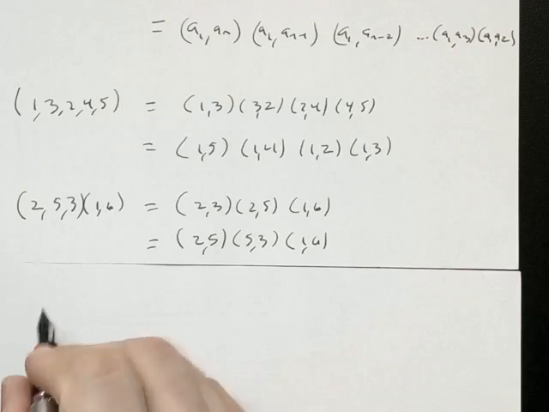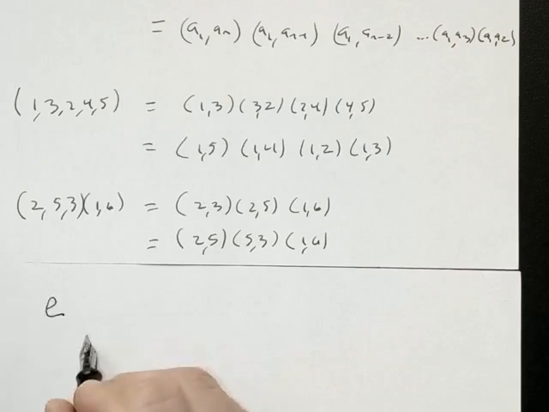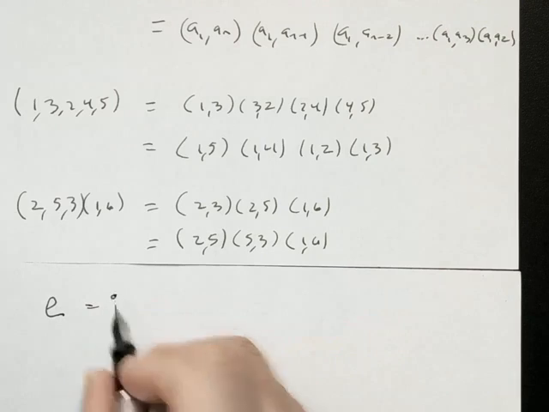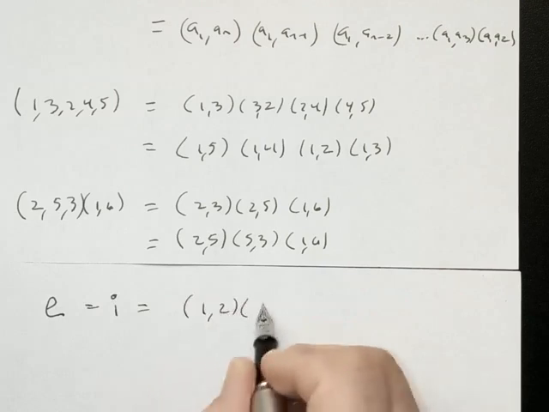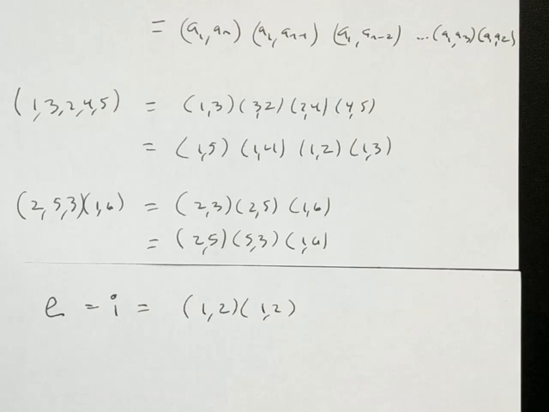Hey, even the identity permutation. Wait a minute, we were calling that I in the D3 table, right? Well, I could just write that as (1 2)(1 2). Switch them and switch them back, and you're done. Everything went back to where it started.